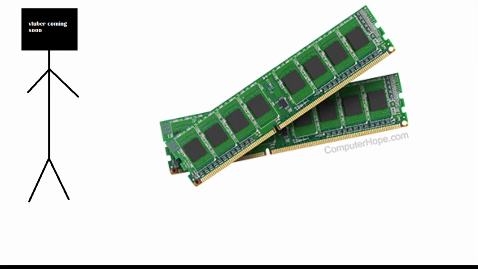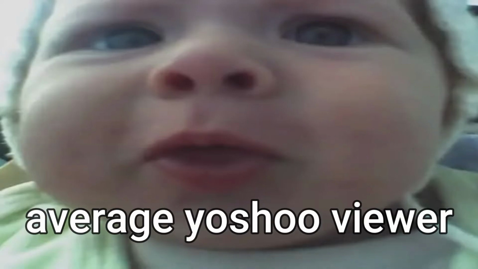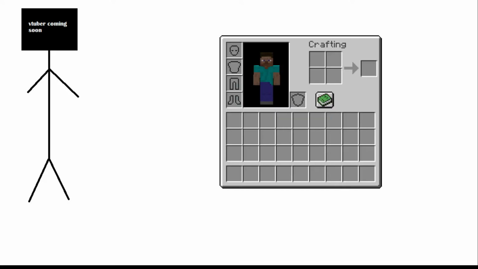RAM is kind of similar but different. If the hard drive is long-term, the RAM is short-term. To simplify this for the average Yoshi viewer, your storage in your PC is your inventory, able to be accessed whenever you want, but sometimes hard to get. The RAM storage is your hotbar, the 9 items you can access on the fly. Your RAM is important because your PC would be so unbelievably slow that you would probably rather read a book.